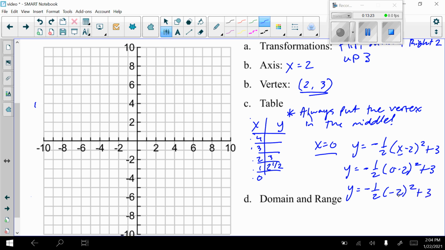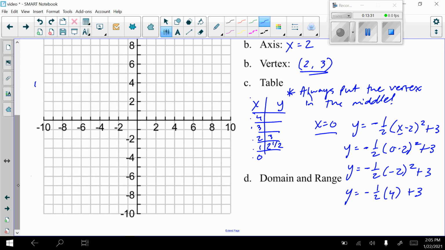-2 times -2, that's positive 4. So -1/2 times positive 4 plus 3. -1/2 times 4, that's the same thing as 4 divided by -2. That gets me -2 plus 3. You can always use a calculator if you need to there. And -2 plus 3 is 1. Okay. All right, so now here's another pro tip.